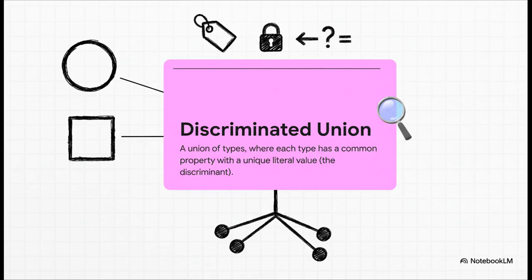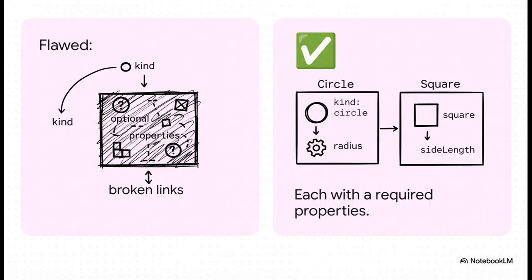Then we give them a common property, usually called kind, which has a unique string value that acts like a label, or a discriminant. I mean, just look at the difference here. On the left, it's a jumble of optional properties. It's confusing. But on the right, it is crystal clear. A circle always has a kind of circle and a radius. A square always has a kind of square and a side length. There is zero ambiguity. We've explicitly connected the kind to all the other properties.